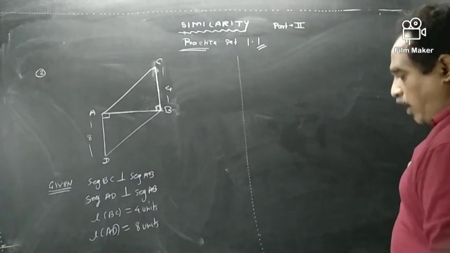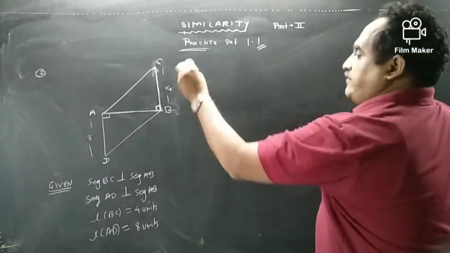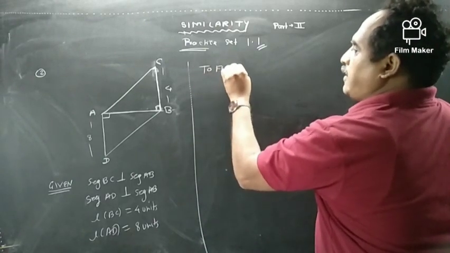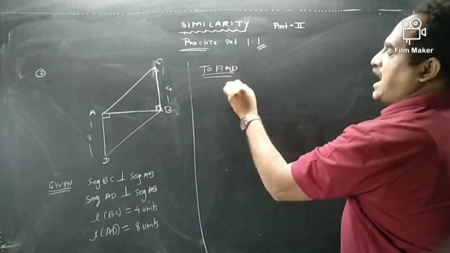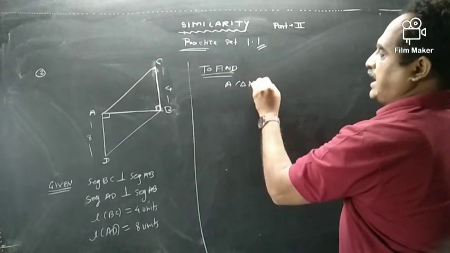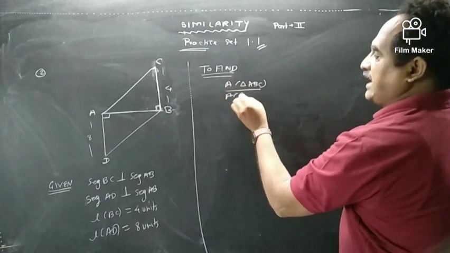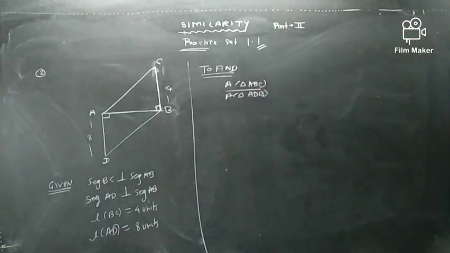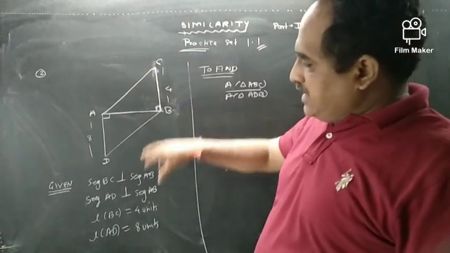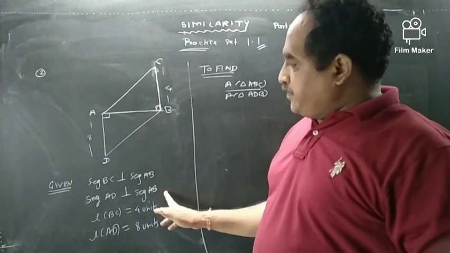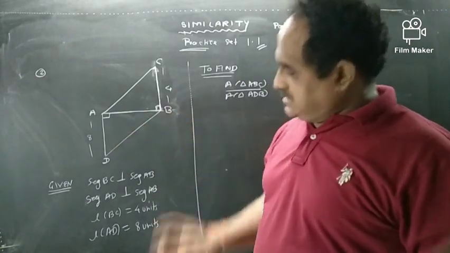So what we have to find out? What to find? Just tell me. Find the area of triangle ABC upon area of triangle ADB. That we have to find out. See once again. They have given that in this figure, BC is perpendicular to AB, AD is perpendicular to AB, BC is 4 and AD is 8.